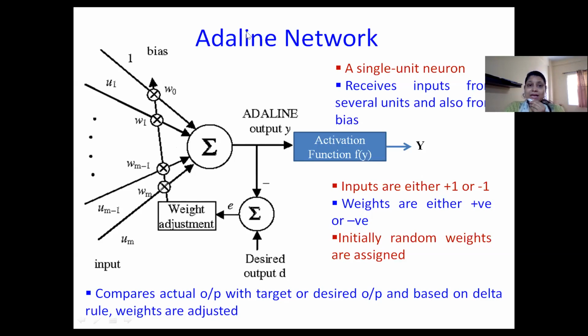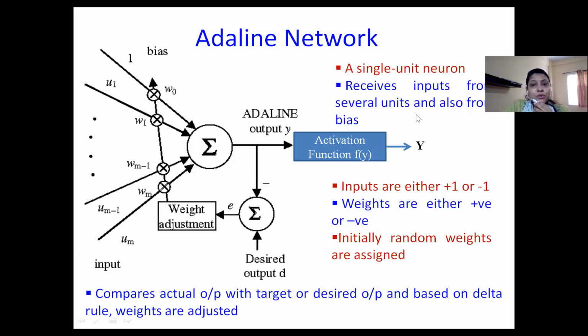Now in this particular network, as you can see, this is a single unit neuron, because it is producing only one output. So basically only one output neuron must be there.